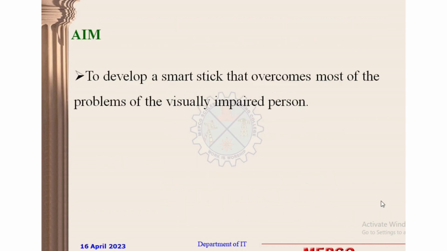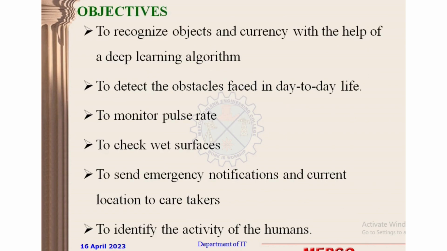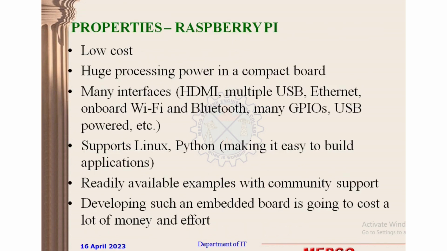So the main aim of the project is to develop a smart stick that overcomes most of the problems faced by the visually impaired people. The main objectives are to recognize objects and currency with the help of a deep learning algorithm, to detect the obstacles faced in the day-to-day life of the visually impaired people, to monitor the pulse rate, to check water surfaces, to send emergency notifications and current location to the caretakers, and to identify the activities of humans.